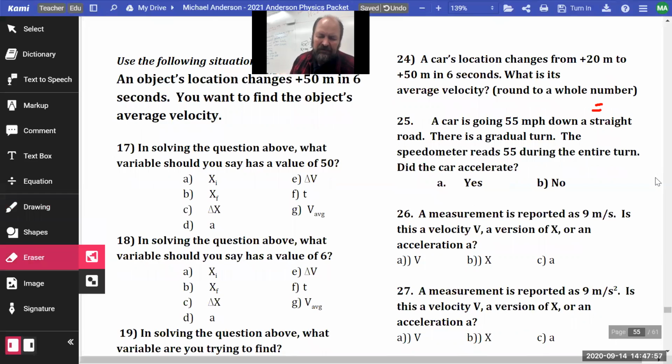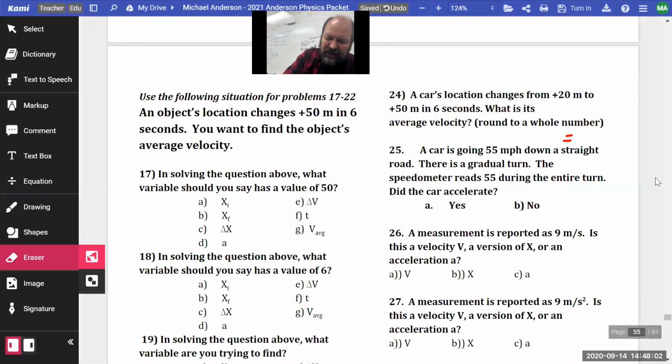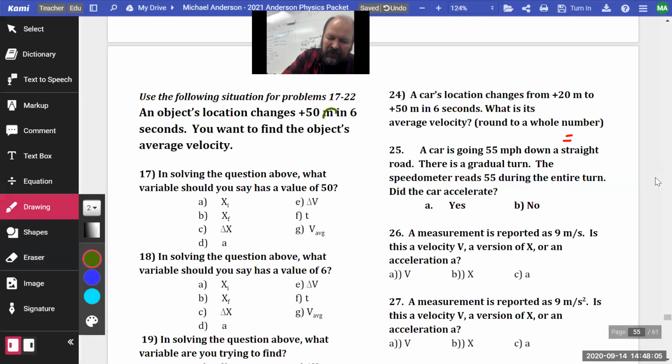In solving the question above, what variable would you say has the value of 50? We can see that it has the unit of meters. So that tells us that it has a value of x. The variable of x is going to be one of these three. Which one, though? It says that it changes by this much. It's not located 50 meters from any particular place. So therefore, it is not the initial or the final location. It is the delta x, the change in location, the displacement.